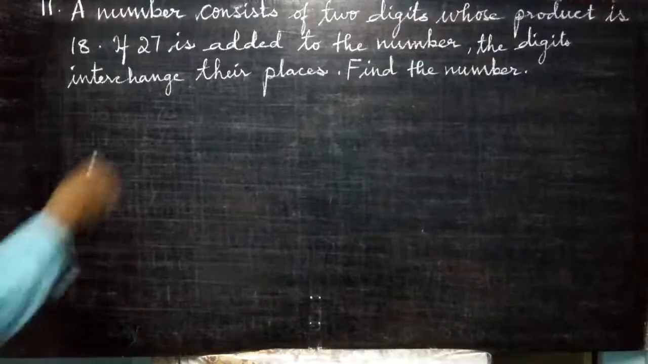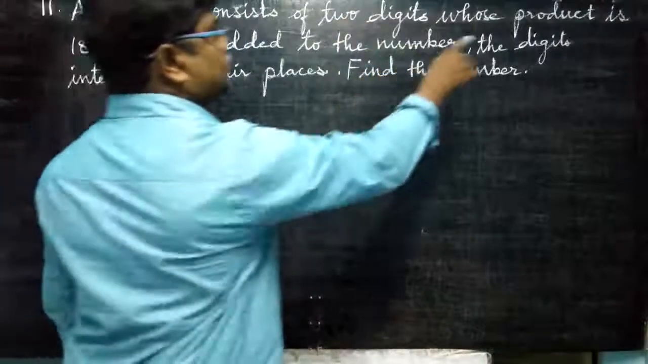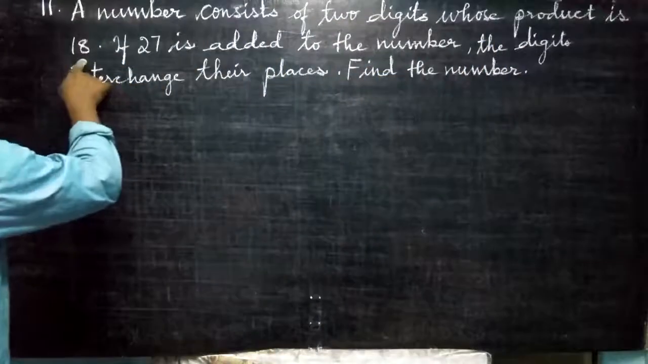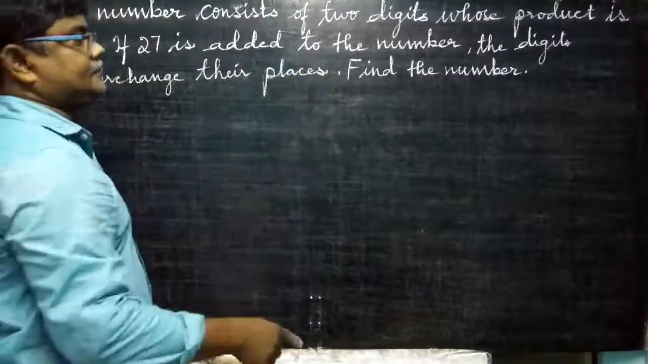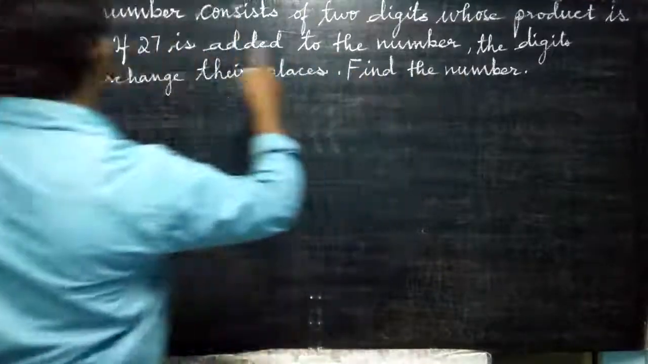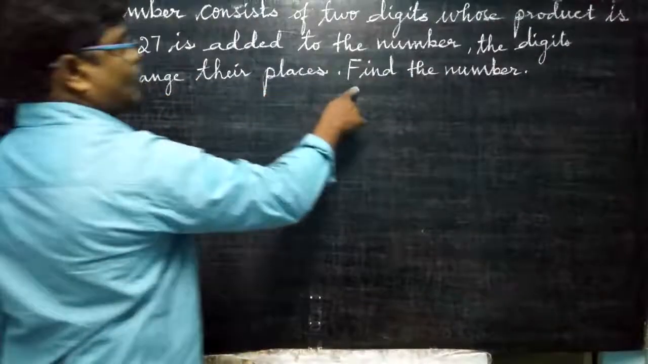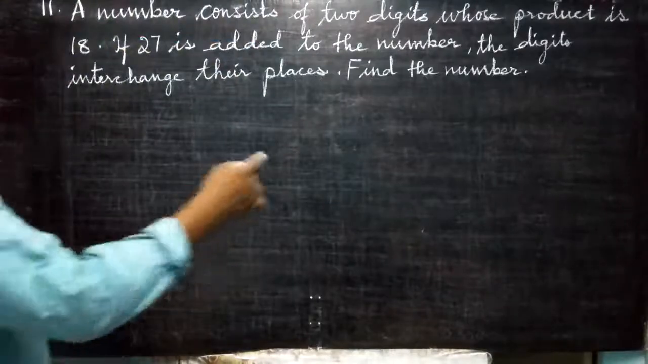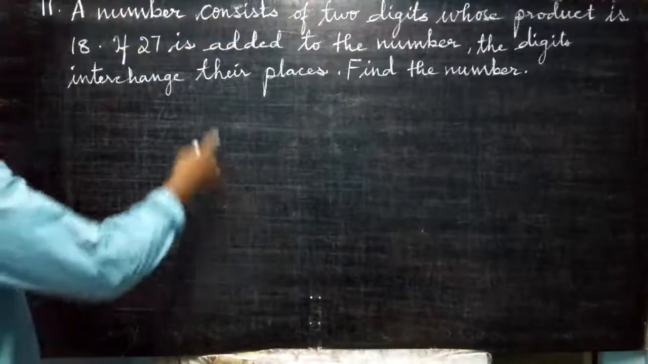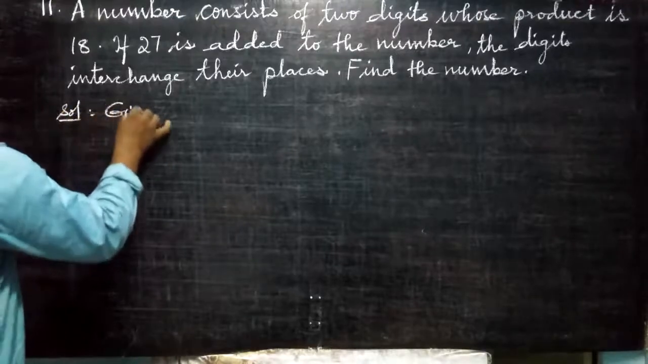Problem. A number consists of two digits whose product is 18. If 27 is added to the number, the digits interchange their places. Find the number. We have to find the two-digit number. Solution: given.